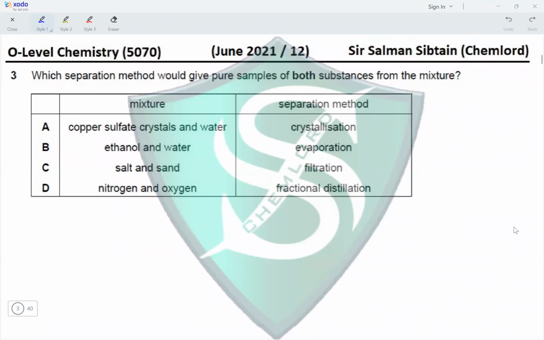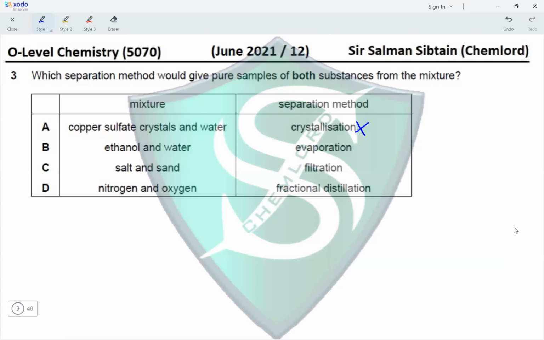Question 3. Which separation method would give pure samples of both substances from the mixture? Okay, A. Copper sulfate crystals and water. Now, copper sulfate is dissolved in water. So, in order to obtain this, we would evaporate the solution and then crystallize it to obtain crystals of copper sulfate. But those crystals will still contain water of crystallization. So, the method written here does not remove water completely. Whereas, if we distill off the water, then copper sulfate will be left behind as a solid. So, this method is less accurate than distillation.